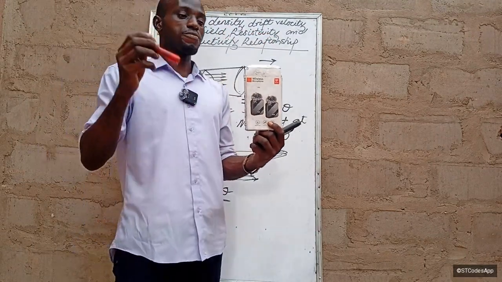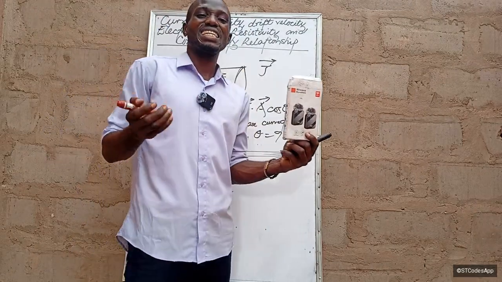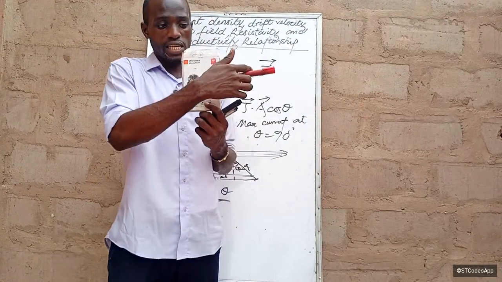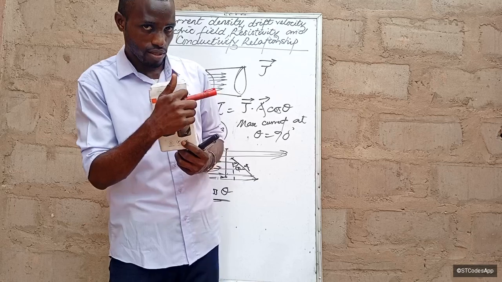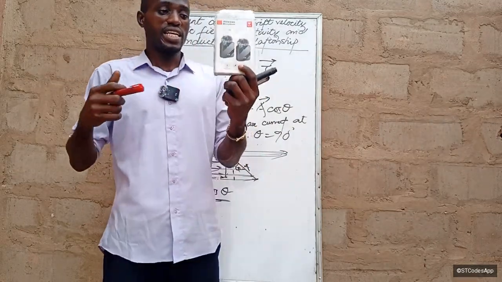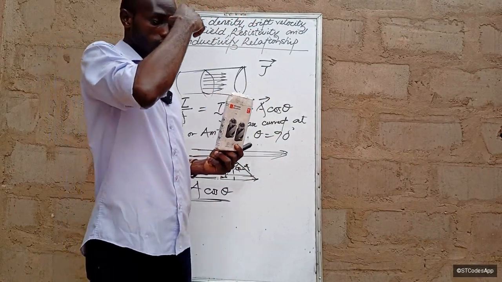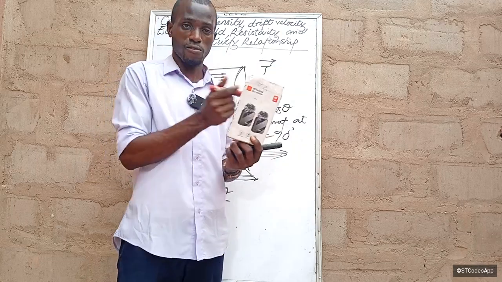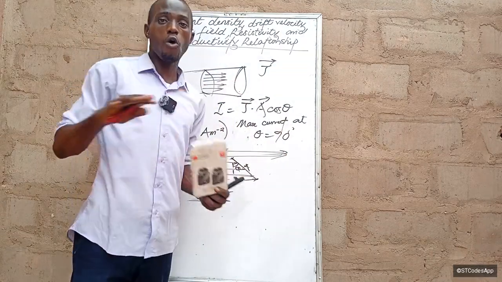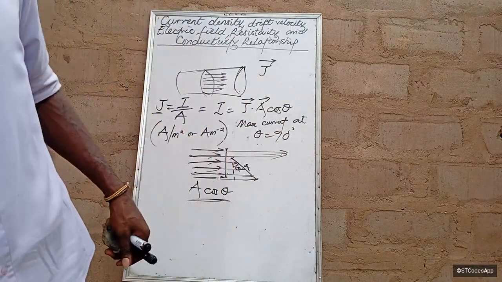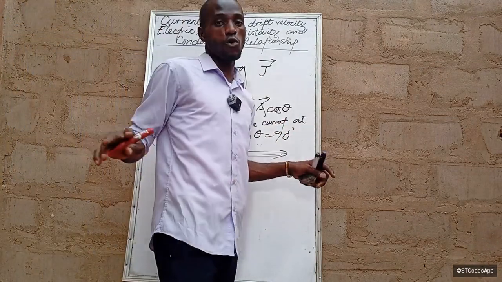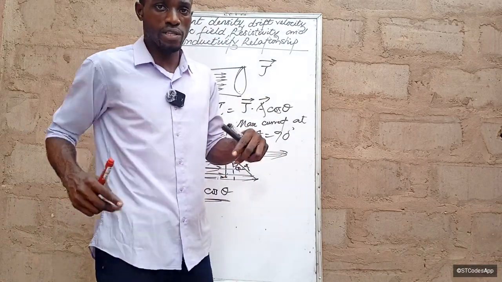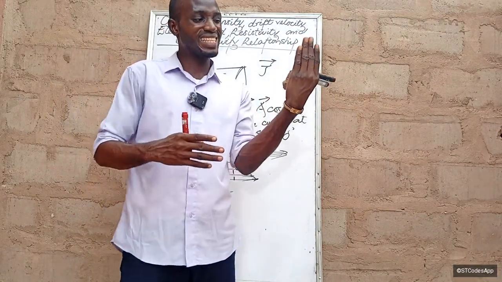That is, if the area is at 0 degrees or 180 degrees to the direction of flow of current, is that clear? If the area vector is 0 degrees with the current flowing, then it means that there will be no current flowing. No current will be touching that cross section. That's just what it means. There will be no current flowing when the area vector is 0 degrees.